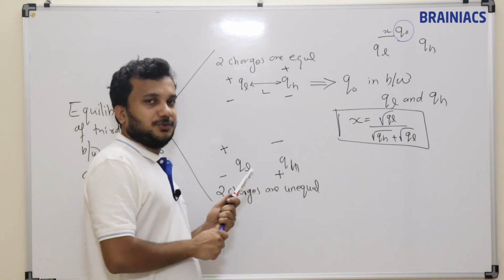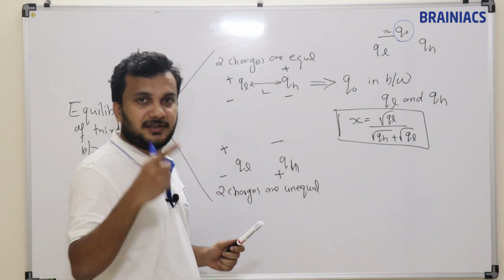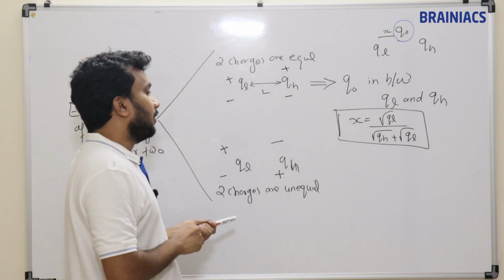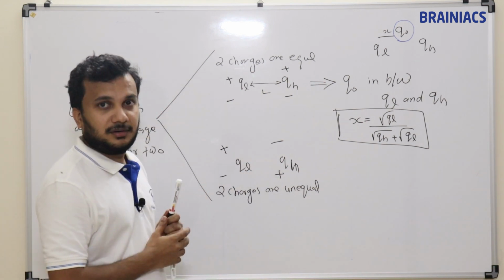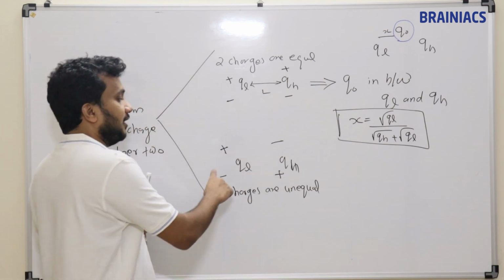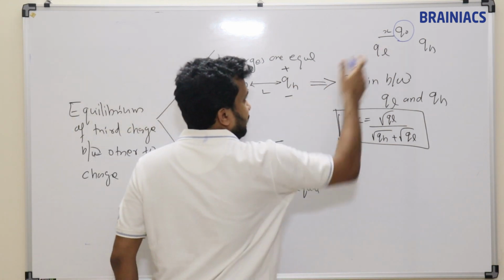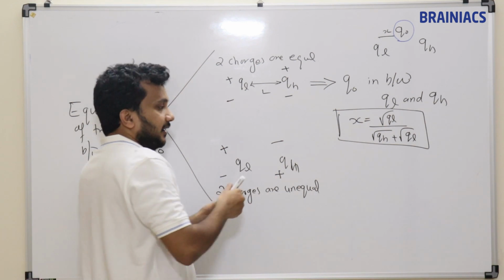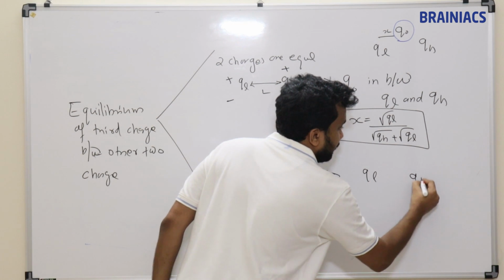You are not supposed to use it for board examinations. You will get the answers, but they are expecting a theoretical format. So we'll see. And here also, are both the charges equal or unequal? Here it is unequal, one positive and another negative. So similar to this one, I'll draw a diagram. Here we have QL, and here we have QH.